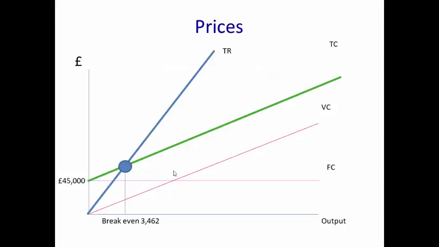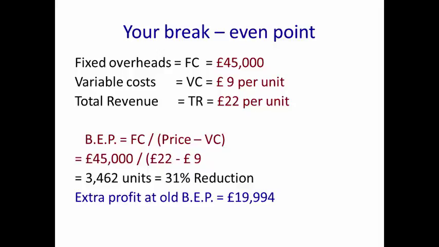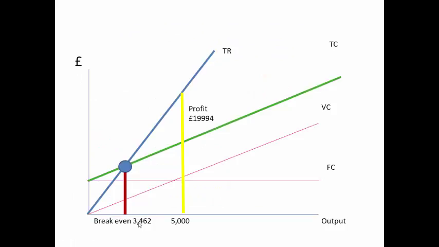But what it also means is that at the previous volume, i.e. at 5,000 units instead of 3,462 units, we would actually now be making a profit of £20,000, and it looks like this. So there's our lower break-even point, and now you'll see this is where we were previously breaking even, and we now make a profit of just under £20,000. Very powerful and can work for any business.